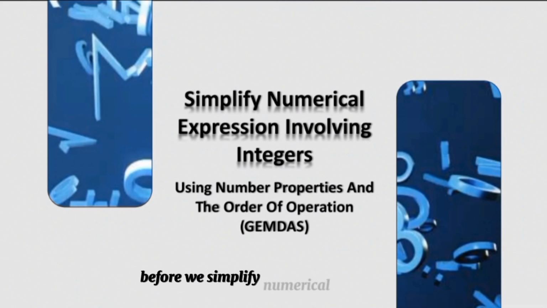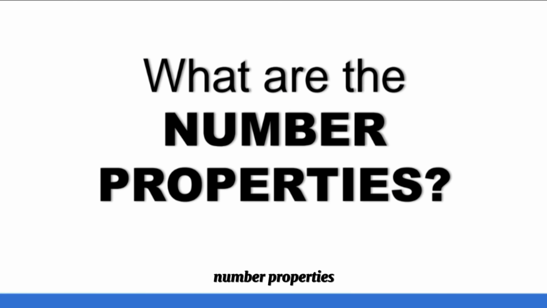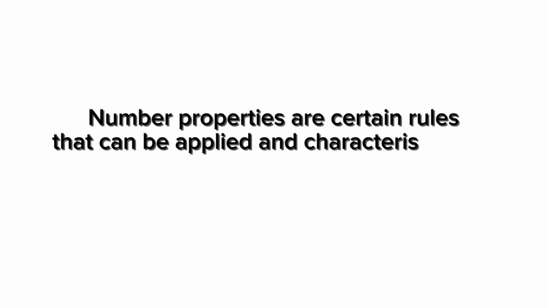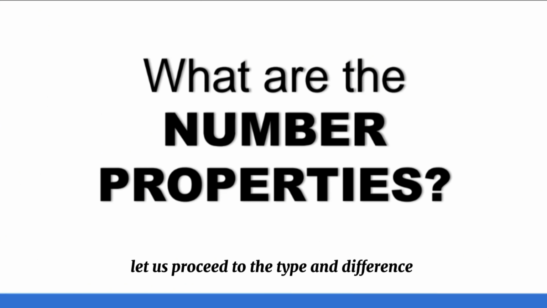Before we simplify numerical expressions involving integers, let us first discuss what are number properties. So, number properties are certain rules that can be applied and characteristics that numbers follow when we perform arithmetic operations on them. Let us proceed to the type and difference of the number properties.